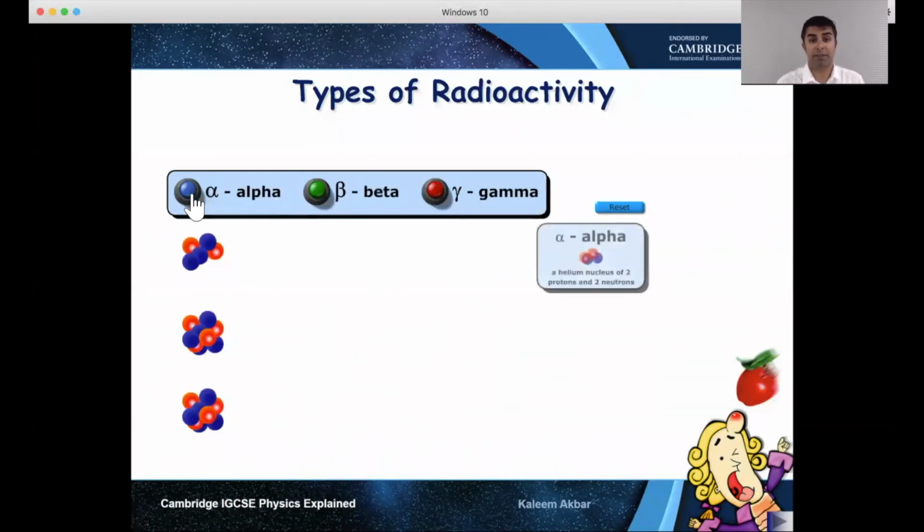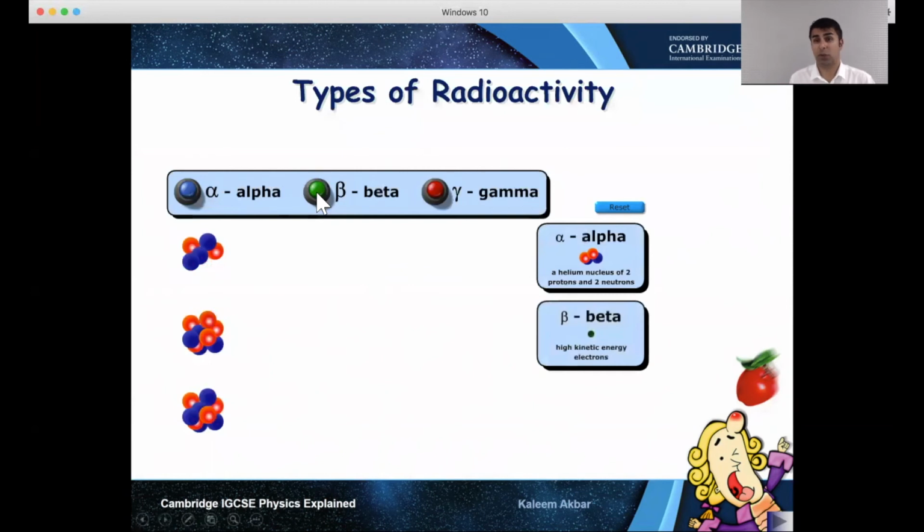So, alpha, 4,2, helium nucleus, mass number 4, atomic number 2. Beta, mass number 0, atomic number -1, effectively, and it has a negative charge. Gamma has no charge.